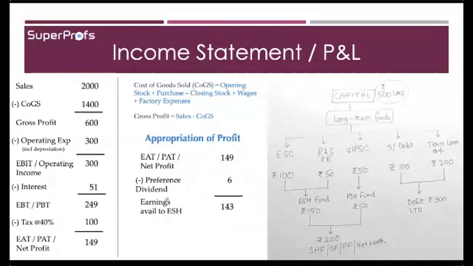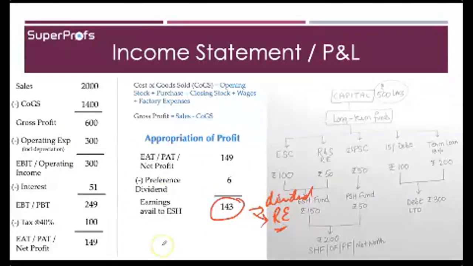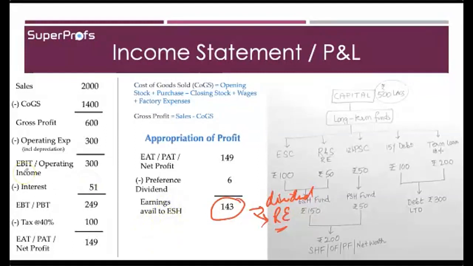Okay, so we are left with 143 lakh rupees. Now is when you will decide whether out of these 143 lakh rupees, you divide them completely as dividend, or take an amount as retained earnings. So let's assume that the management decided that 40% of this profit we utilize in the business, which is 57 lakh rupees.